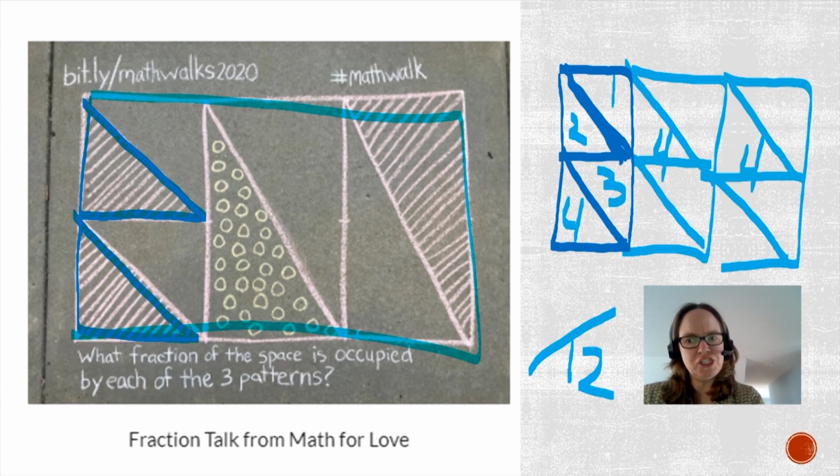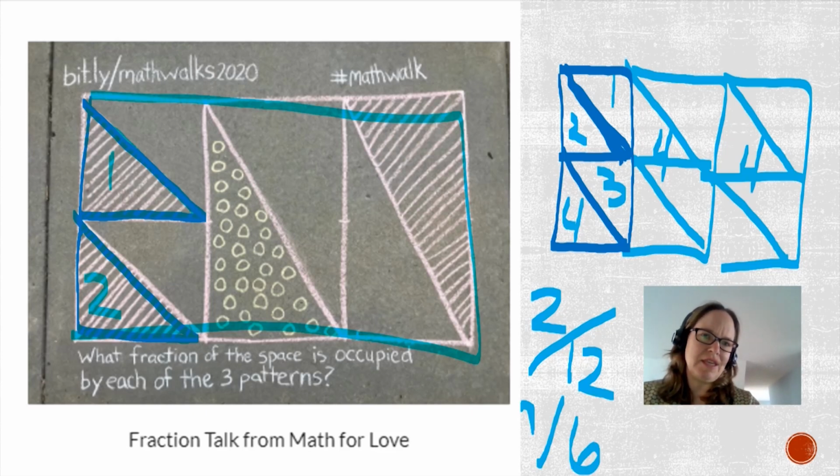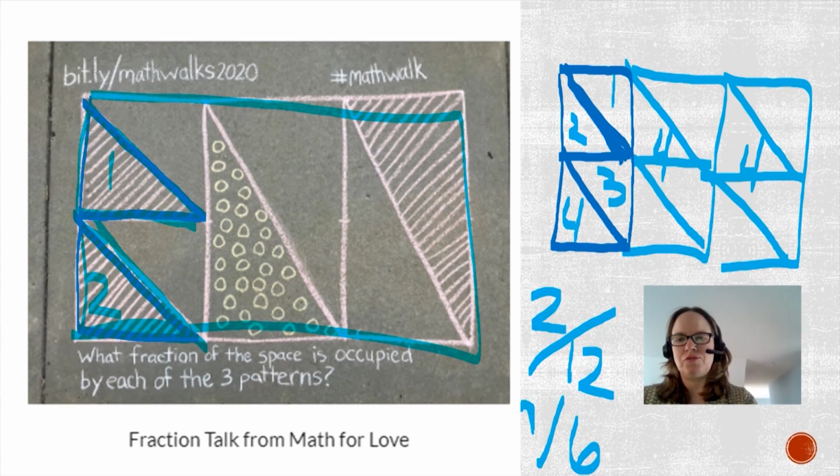And how many are shaded in of the 12 parts? We have 1, 2. So we have 2 parts out of the 12. Is that what you got? You could have also gotten 1 part out of 6, because you could have said these together equal 1 part out of 2, and 1 part out of 2, and 1 part out of 2, so 1 out of 6. So you could have said 1 out of 6. These were pretty fun, weren't they?